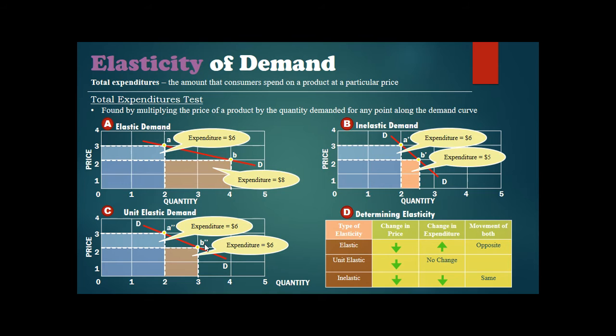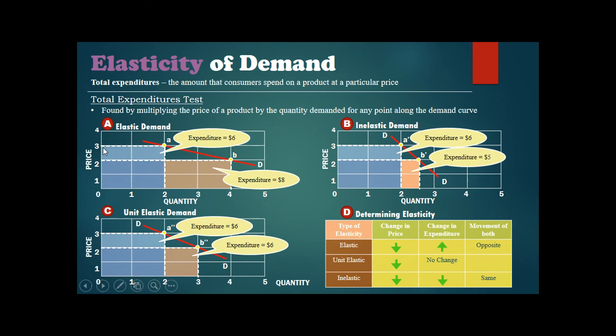But we also want to be able to use the total expenditures test. This is the amount that consumers spend on a product at a particular time. So the total expenditures test is found by multiplying the price of a product by the quantity demanded for any point along the demand curve. What does that mean? Well, basically, we are going to take A here, and we're going to multiply price times quantity. 3 times 2 equals 6. So we're going to have revenue of 6.